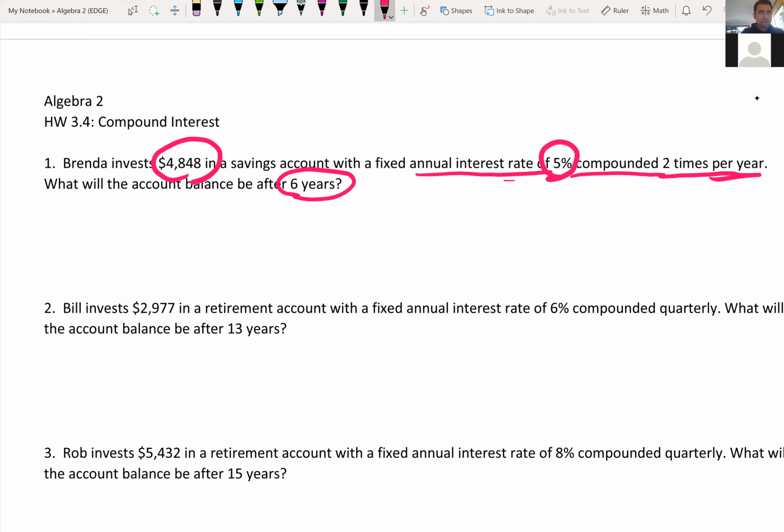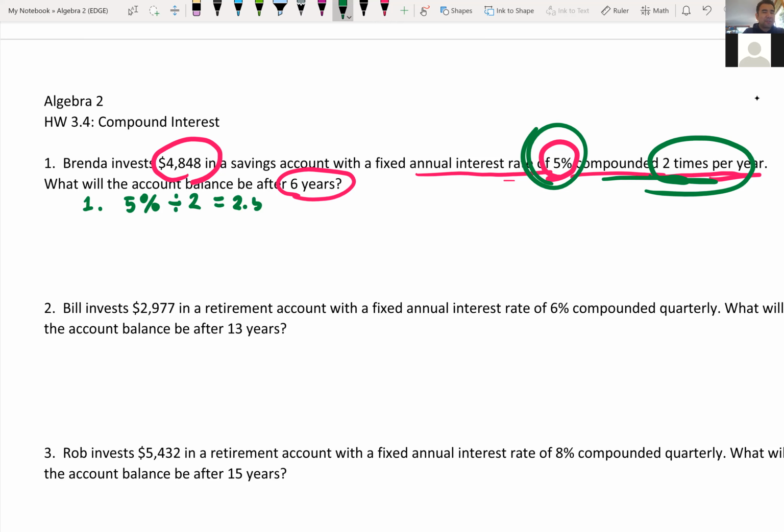You guys are ready? So what do we do first? What do you think you need to do? Again, you need to place our focus on the percentage. First step, we need to split 5% by what? We're going to divide it by 2 because it's compounded 2 times per year, which is 2.5%.